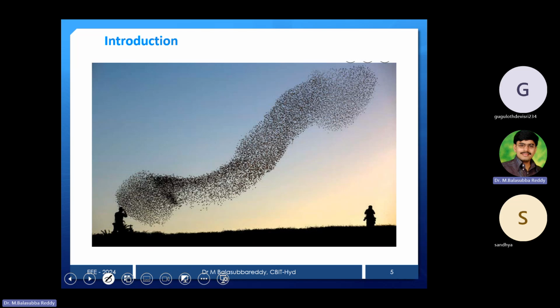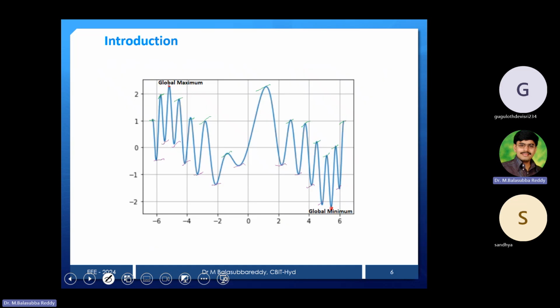Now you can see in this image how they search for food. Let us assume that identifying the food is our goal. These agents move around the space and exchange their information, and they go in the right direction. Once they reach, or identify, the food source, that is their goal.